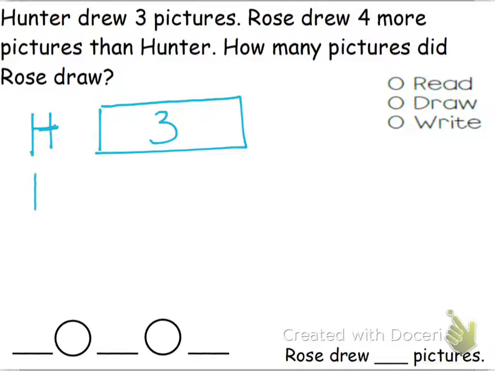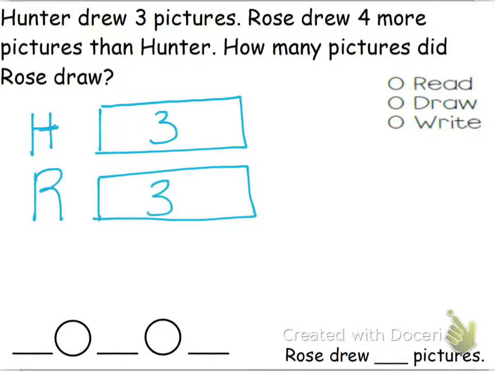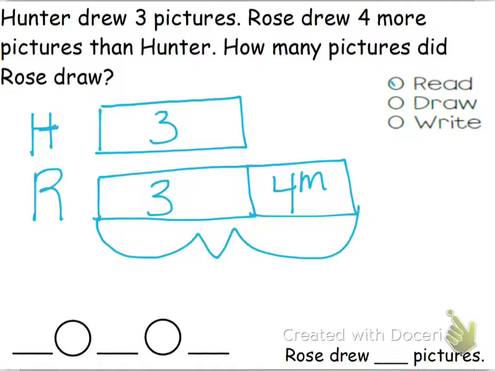Now we know that Rose drew 4 more pictures than Hunter. Well, how many pictures did Hunter draw? 3. So I'm going to copy this 3 because Rose did this 3 and 4 more. So we do 4 and then a little M for more. Okay? So we have to figure out how many pictures Rose drew. So I'm going to put a little mystery box right here, and I'm going to put a check that I drew.